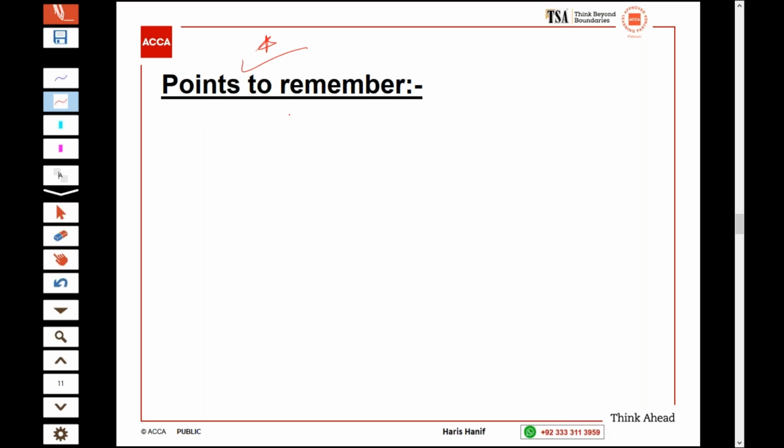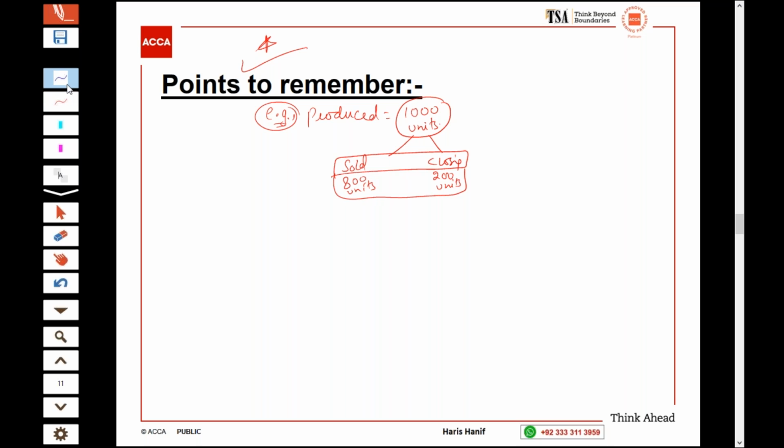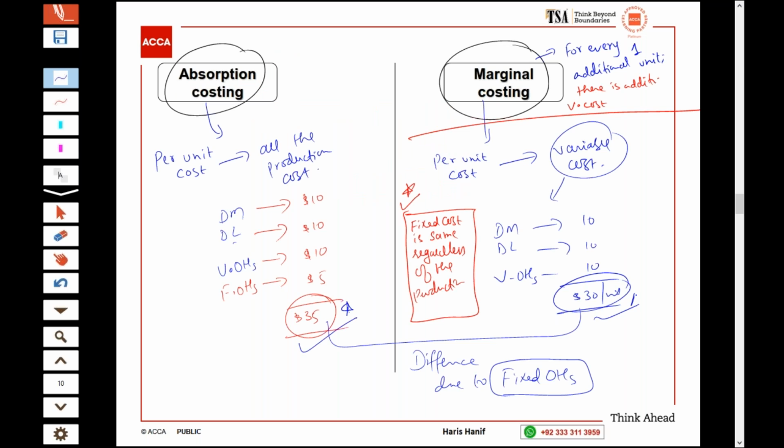For example, you had produced 1,000 units, and you had sold 800 units. And in closing, you are having 200 units. I'm taking these figures. In absorption costing, the stock is at $35. In marginal costing, the stock is at $30.